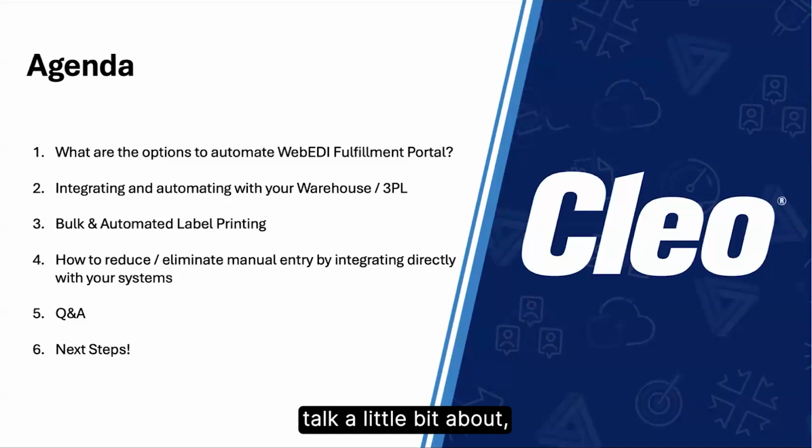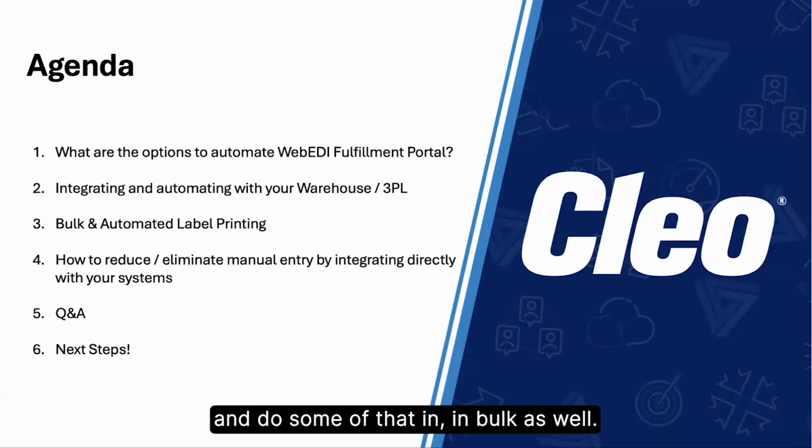And then we want to talk a little bit about label printing as well. It's a great tool as part of the fulfillment portal, but if we're doing it on a one-by-one basis, it can get a little bit unwieldy. So I'll show you some tricks on how we can automate that and do some of that in bulk as well. And then I'll describe in a little more detail interfacing with some of your existing systems, in addition to talking through some options to automate.